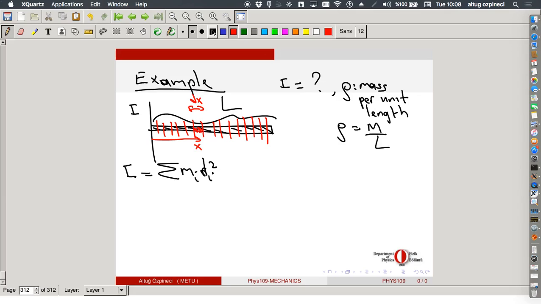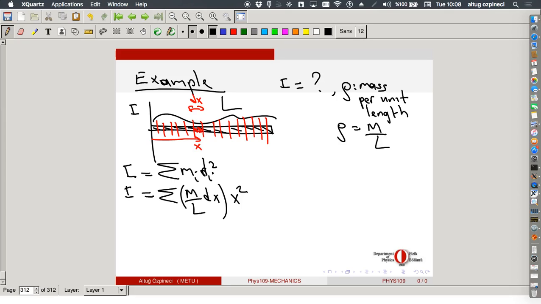So the moment of inertia will be nothing but, the mass of that part is nothing but m over L times dx. This is the mass per unit length. My segment over there has length dx. So this is the mass of my segment. And it is at a distance x from the center, from the axis of rotation. This is my moment of inertia.